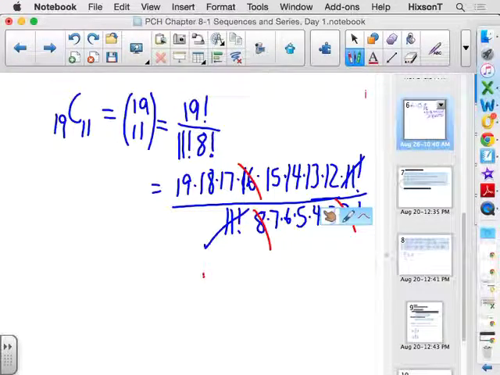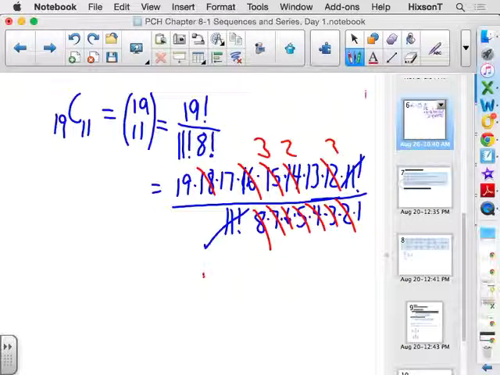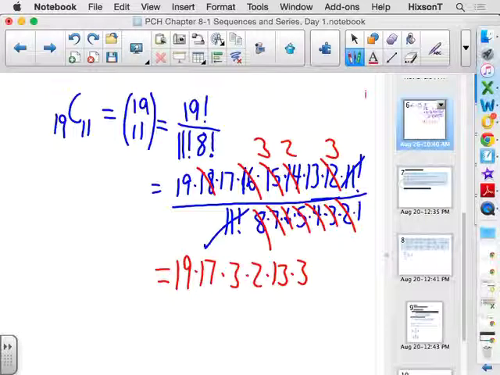Red. There we go. So yeah, the 6 and 3 make 18. We can also cancel out some parts, like 7 goes into 14 twice, so we'll leave the 2 there. 5 goes into 15 three times. 4 and 12, we got a 3. So it may look a little bit messy, but if you're careful, you can reduce this entire problem down to 19 times 17 times 3 times 2 times 13 times 3, which is still a bit, but it's not as bad as it originally was.